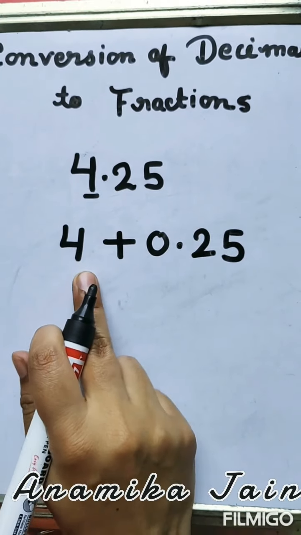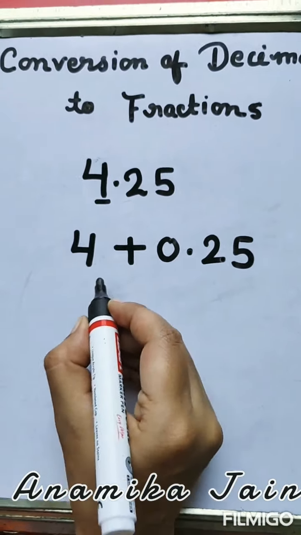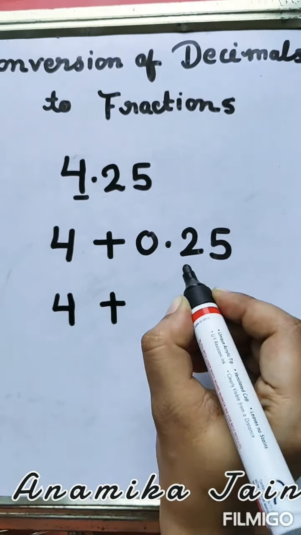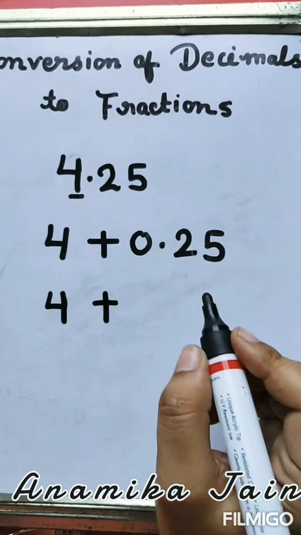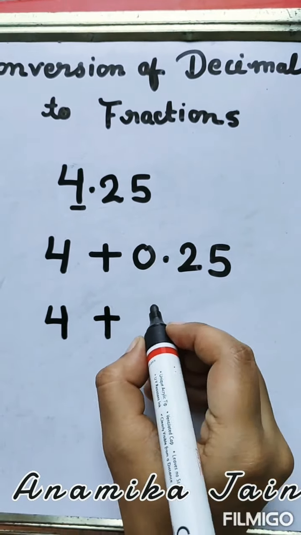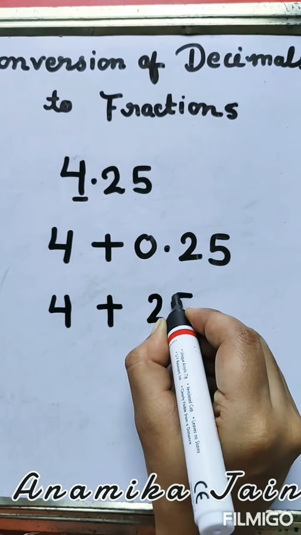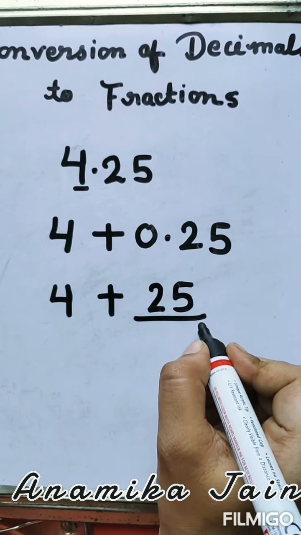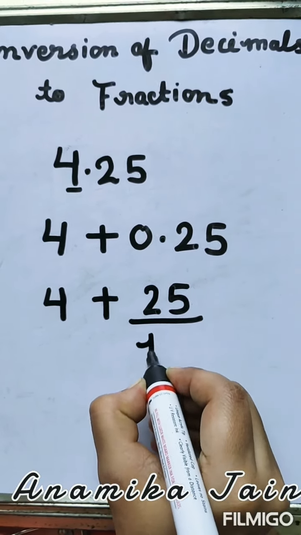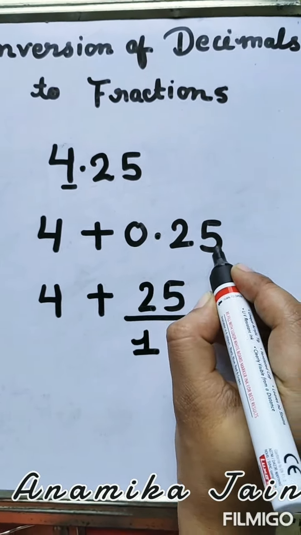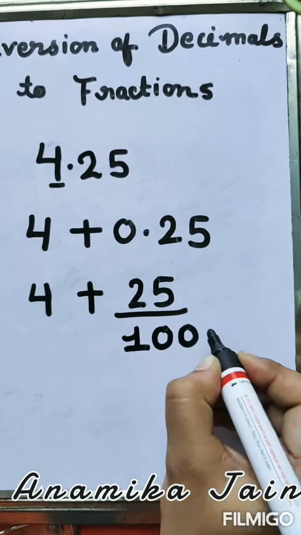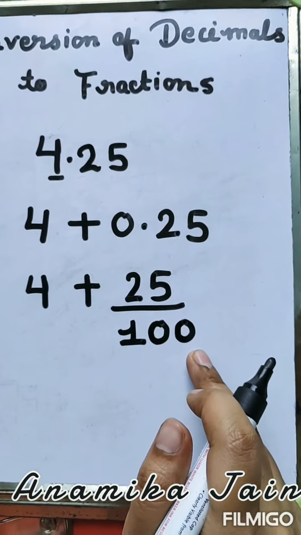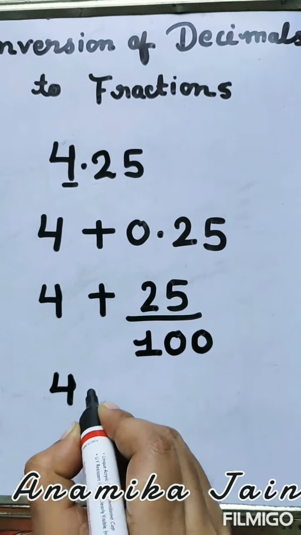We will be splitting the whole part and decimal part. We know that the whole part will not be converted into a fraction, so it will remain as it is. Now, as I have explained to you, we will write 0.25 as 25 in the numerator, without the decimal, and in the denominator we will write 1 followed by 2 zeros, because there are two places after the decimal. Now this 4 will remain as it is.